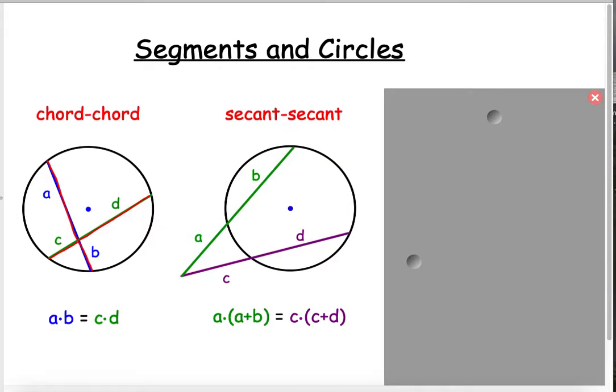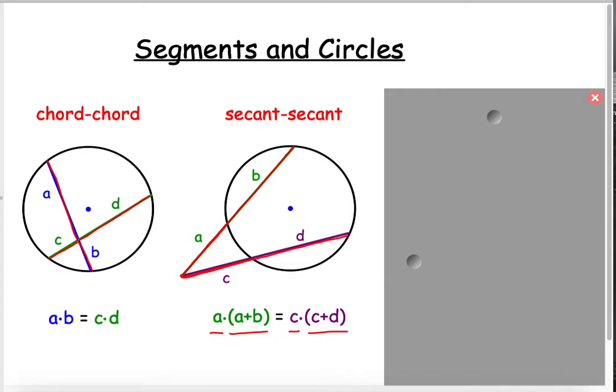So look at the green secant, and the outside piece has length A, and the whole thing would have length A plus B. So we're going to multiply the outside piece, which is A, times the whole thing, which is A plus B. And that's going to equal the same idea with the other secant. The outside piece is C, and the whole secant would be C plus D. So C times C plus D.